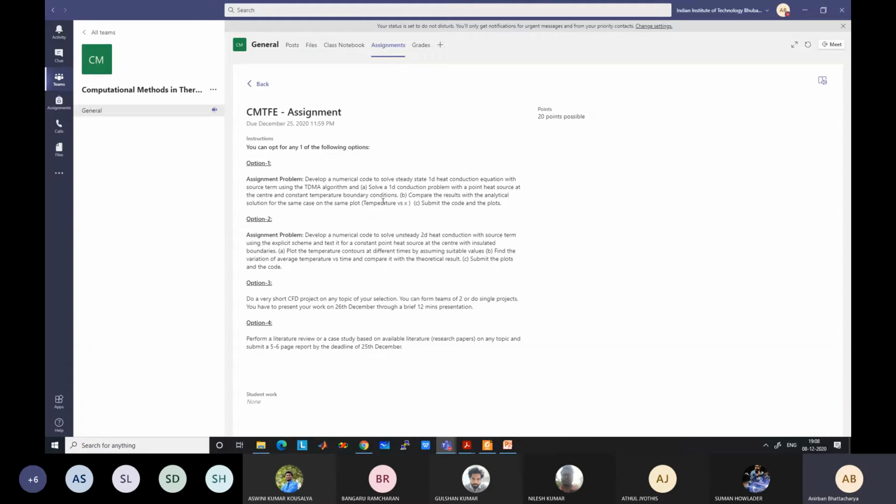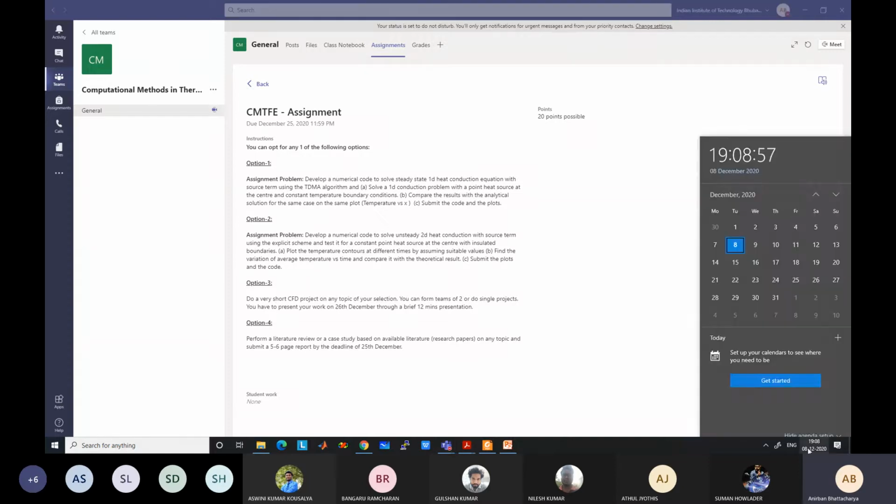So one is on an unsteady problem. Unsteady one actually is easier because it is unsteady, so an explicit method can be used. The other one is implicit, so you have to use TDMA, but it is 1D. And then many students are interested in doing short CFD projects. It can be very short also. Or, as some students suggested, you can submit a report or summary or case study related to CFD. Okay, so these things have to be submitted by 25th of December.